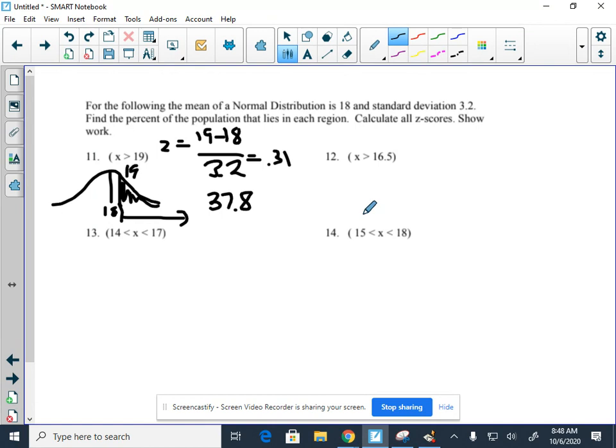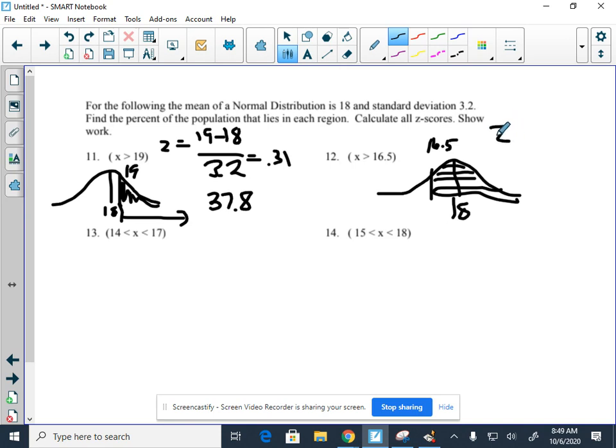Okay, this one, same thing, greater than 16.5. Well, 18 is our mean, so 16.5 is below the mean. So we're expecting to be greater than, so it's going to be a lot of the curve. We're expecting an answer well over 50%, maybe 70%, something like that.